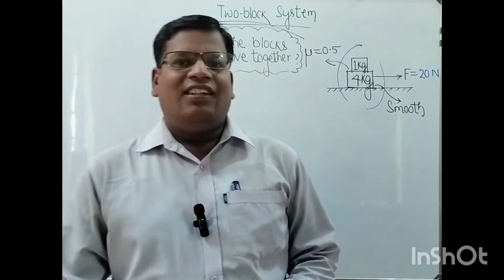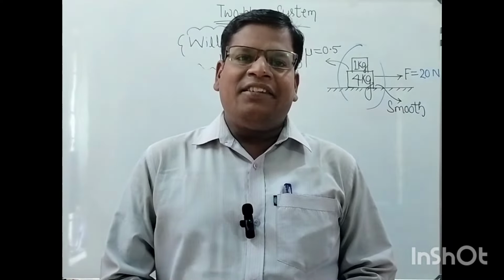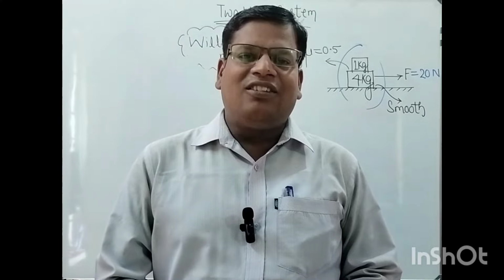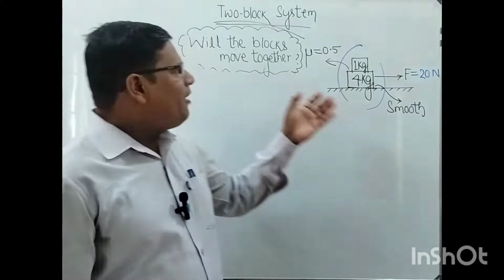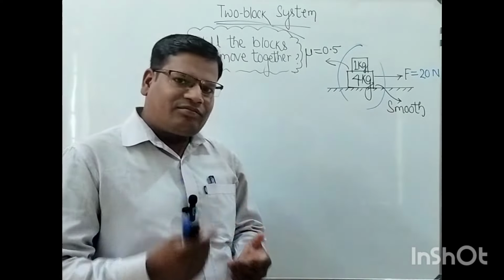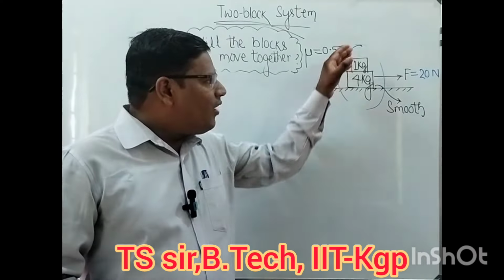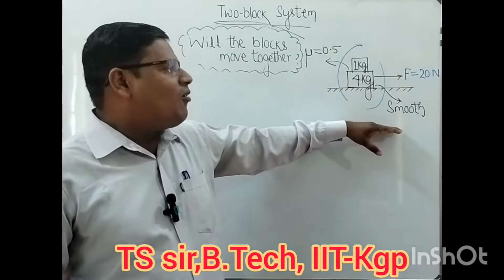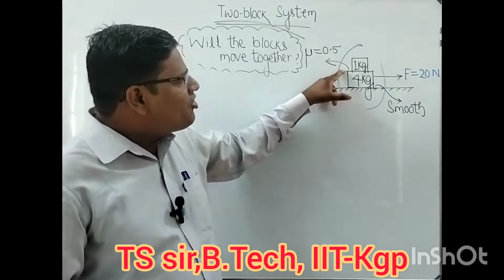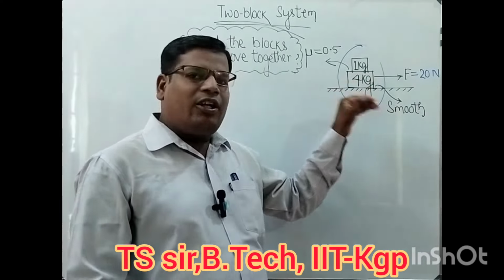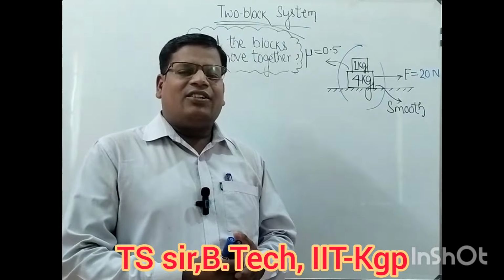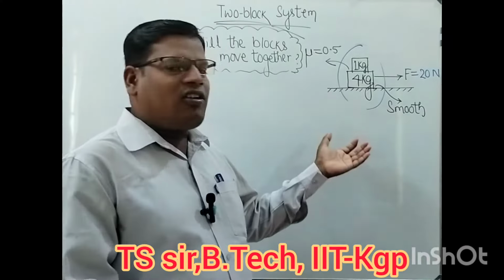Welcome everyone. So today I will be taking another popular doubt, popular misconception. Here is a question. I have named this a two block system. Here we have got two blocks, 1 kg and 4 kg, kept on the smooth ground. The ground is smooth and there is friction between the blocks. And a force of 20 Newton is being applied on the lower block, that is 4 kg. So the question is, find out the acceleration of the blocks.